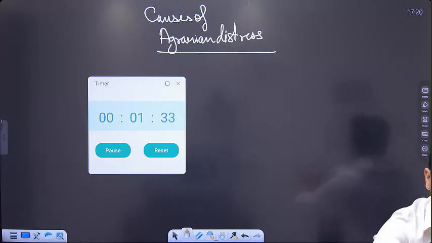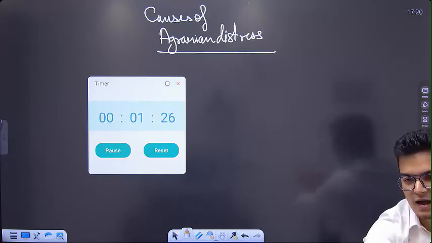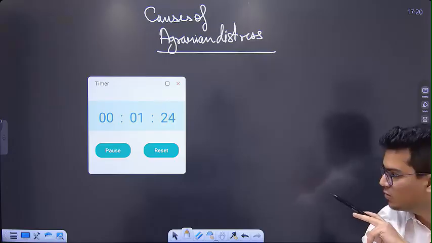Fragmented land holding, stagnation of production, irrigation being a problem, lack of access to credit, lack of mechanization. I want this level of fluency when you get a broad question like this.